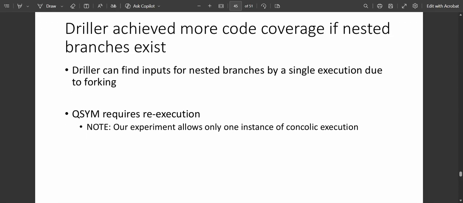Driller achieved more code coverage if nested branches exist. Driller can find inputs for nested branches by a single execution due to forks. QSYM requires re-execution, because QSYM is not as good in this kind of case.